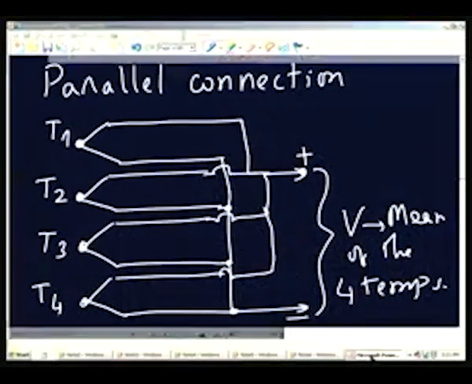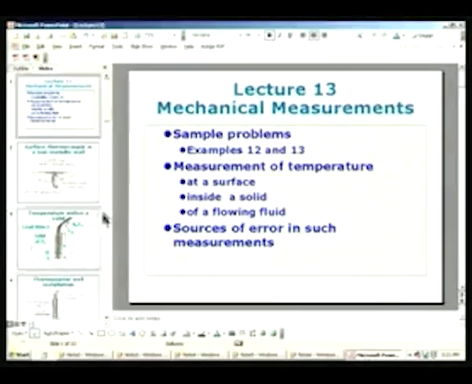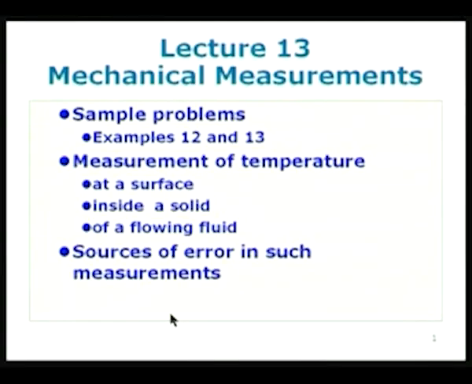So, with these examples, I will go back to the slides where we were talking about the things we are going to cover in the present lecture. So, we have looked at examples 12 and 13, which were worked out on the board. Now, I am going to look at what is involved when we want to measure the temperature at a surface, inside a solid, and of a flowing fluid.